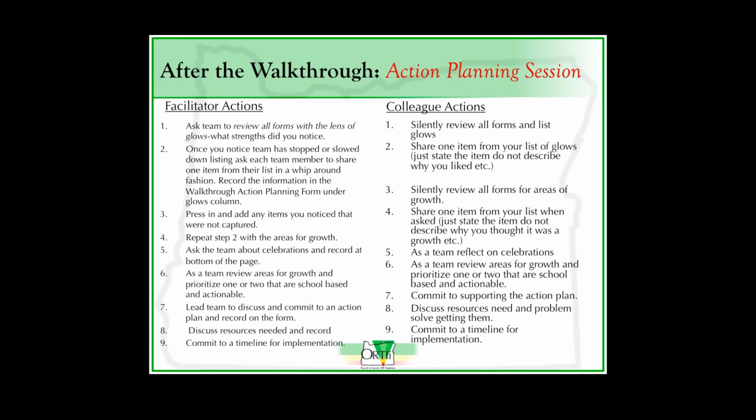Once you've listed those celebrations, it's time to go back to that area of growth. Review the area of growth as a team and prioritize 1 or 2 that are school-based and actionable. Now it's time to lead the team to discuss and commit to an action plan to record on the form. If you've found a couple of priority areas, think about which one you can commit to, what resources are needed. Once you've decided that, record it on the form and commit to a timeline for implementation.